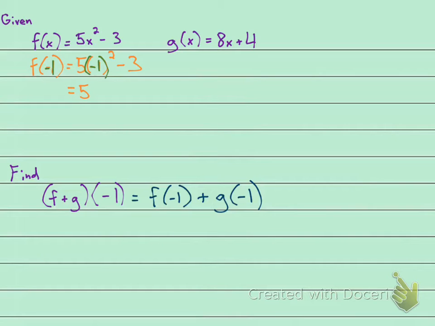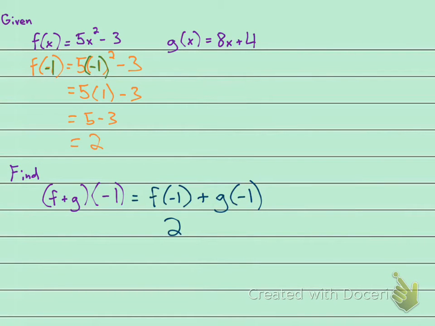So we have 5. Now we said that this was a positive one. -1 times -1 is a positive 1. Minus 3. 5 times 1 is 5. 5 minus 3 is 2. Okay, so the f of -1 is 2. This thing right here is 2.